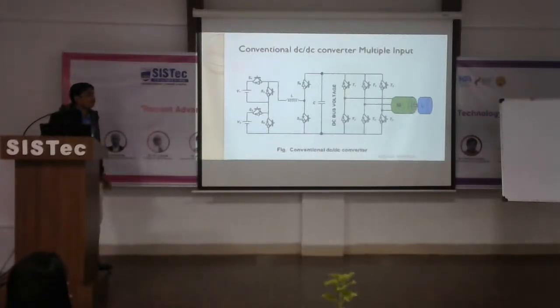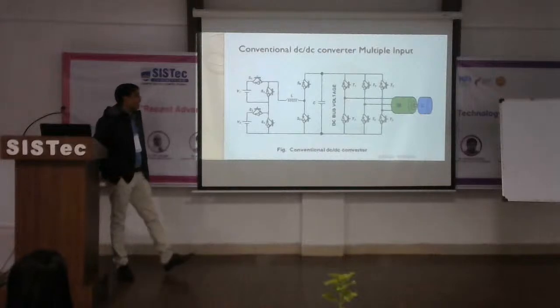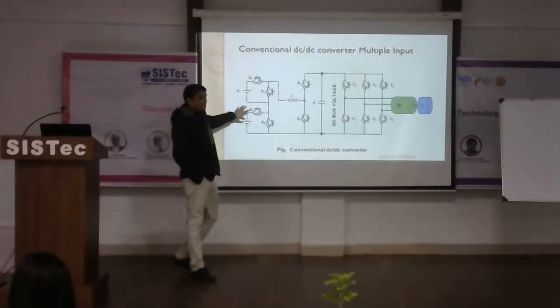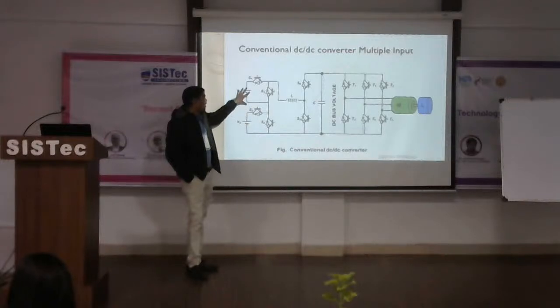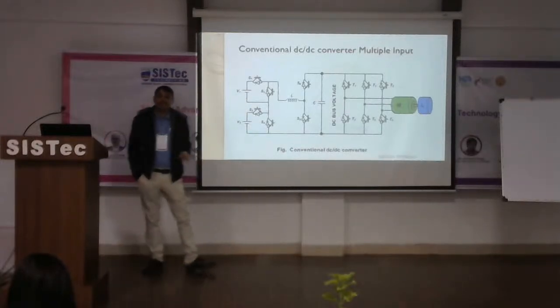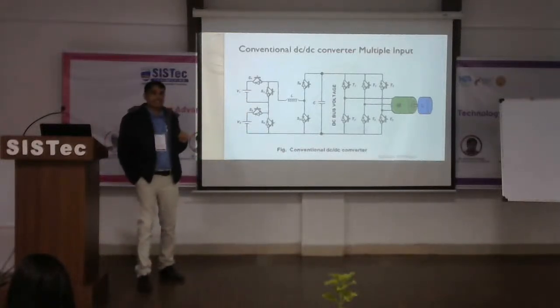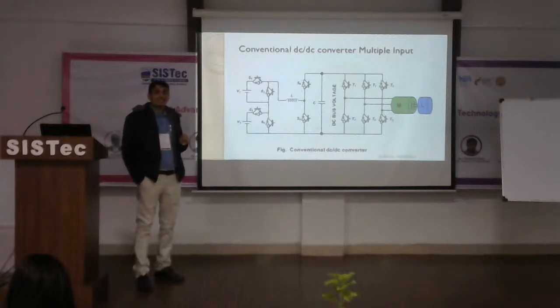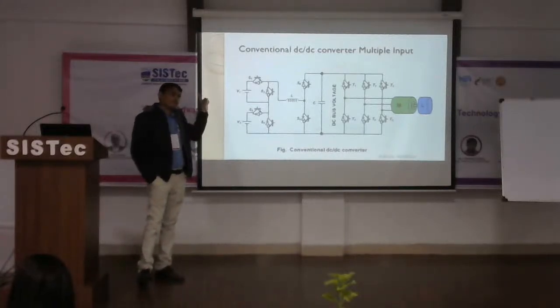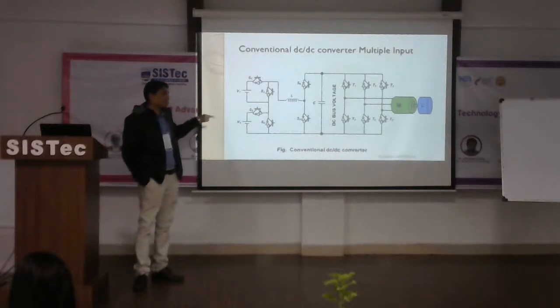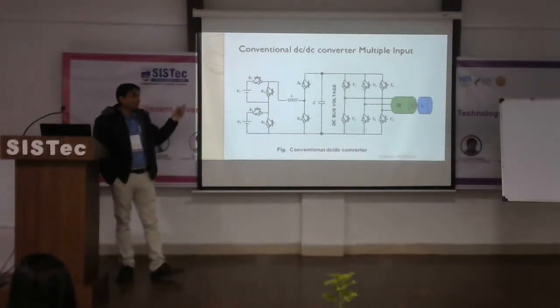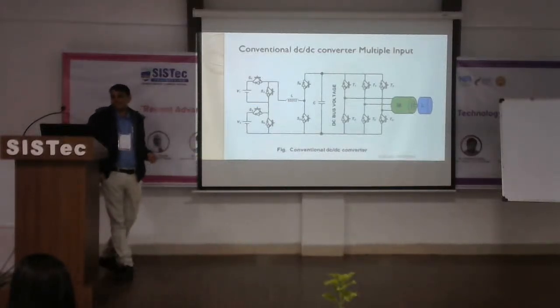And yes, suppose you have multiple inputs. In that case, we can use a separate DC-DC converter to connect to this separate DC link. Okay. So again, we can say that if you have a single battery, you can use the previous one. If you have multiple batteries, you can use this system to get a variable speed of this motor.